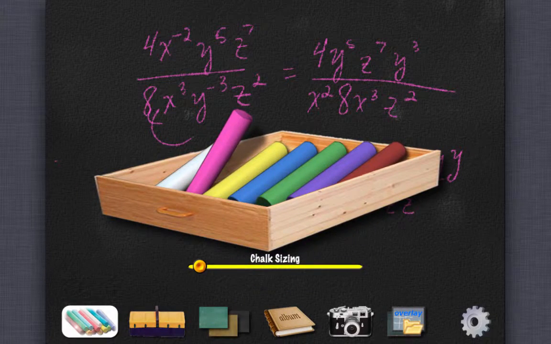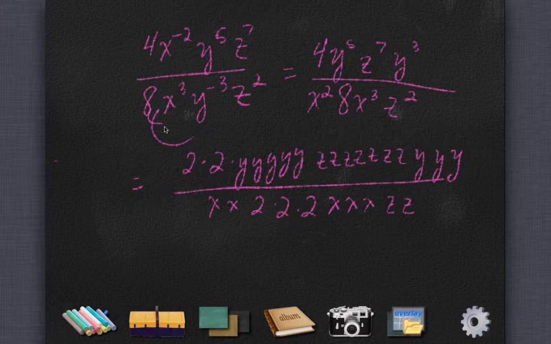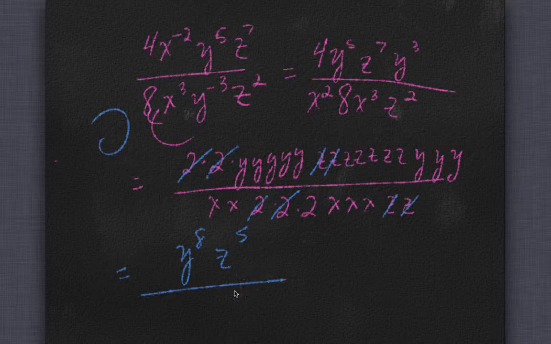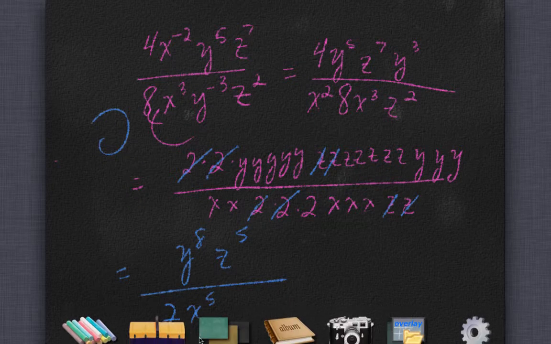Because there's so many things, I'm going to get a different color to mark out. Okay, so 2, there's no y's on the bottom, so the y's all stay on the top. Z. So I end up with 1, 2, 3, 4, 5, 6, 7, 8 y's and 5 z's. A 2 and 1, 2, 3, 4, 5 x's. Well, that's the same thing we got before. So kind of whatever makes you feel more comfortable on that one.